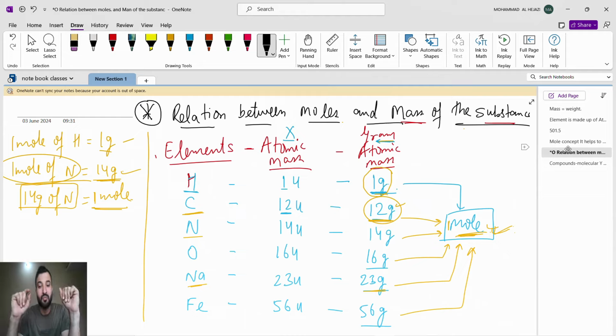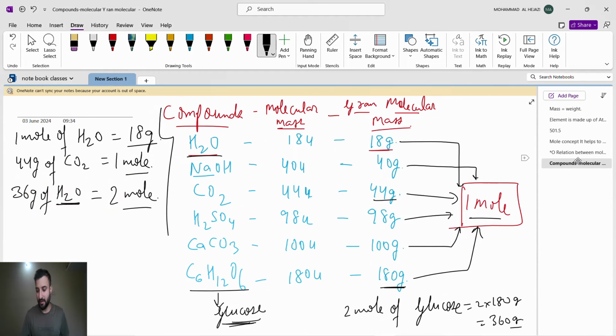Same, if I tell you 16 gram of oxygen, first of all we see the atomic mass of oxygen is 16 only. So 16 gram of oxygen is the atomic mass of oxygen, so 1 mole. If I tell you 32 gram of oxygen, we see that the atomic mass of oxygen is 16 gram, but they said 32 gram. So 16 gram means 1 mole, and 32 gram means 2 mole. Understand?